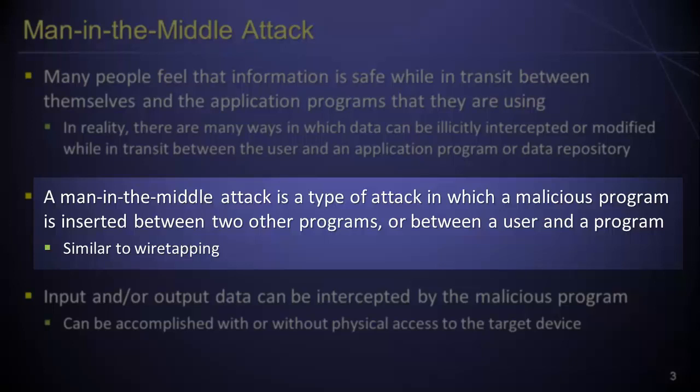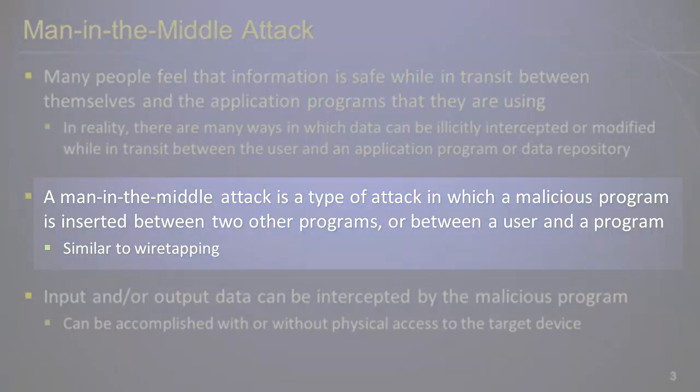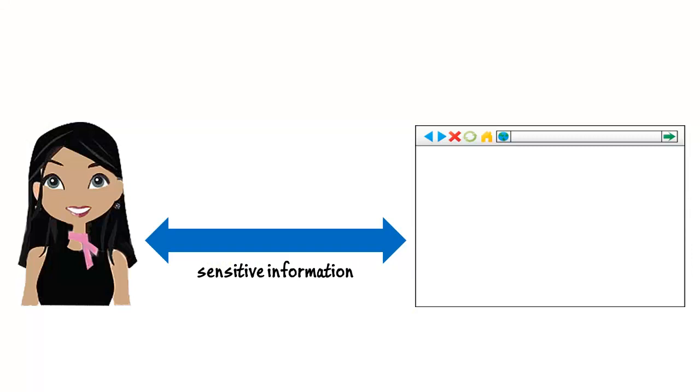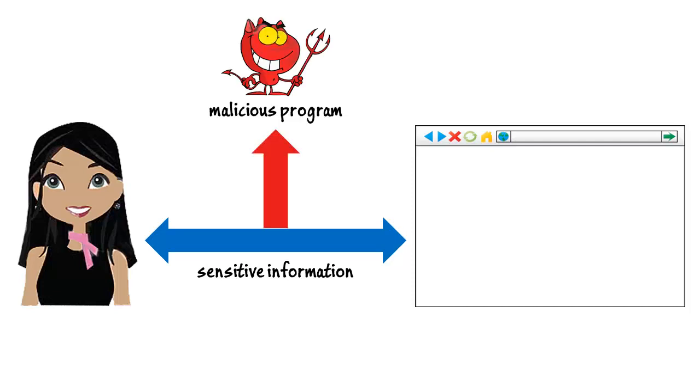A man-in-the-middle attack, then, is a type of information security attack in which a malicious program is inserted between two other programs, or between a user and a program, for the purpose of capturing or modifying data that are in transit. As an example, a malicious program might be designed to capture sensitive information, such as login credentials or credit card numbers, as they pass between a user and her web browser.